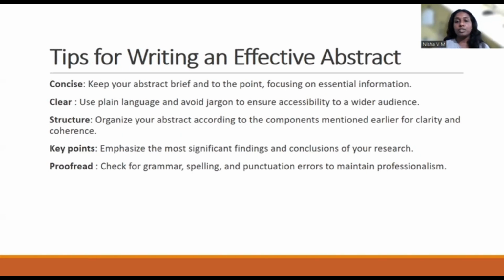So we'll have a few tips for writing an effective abstract. The abstract should be concise, short or very brief, with 50 to 250 or 300 words. It should focus on the essential information. Then comes clarity. The language should be clear. Minimize the use of technical jargon. It should be understandable to a wider audience. Then comes the structure. Focus on the structure. Organize your abstract according to the components described in the earlier slide.